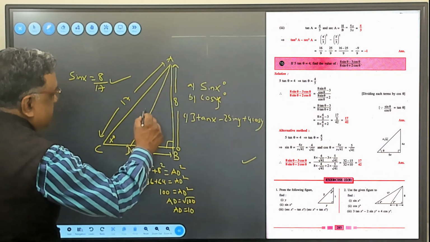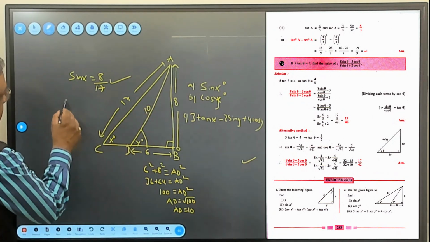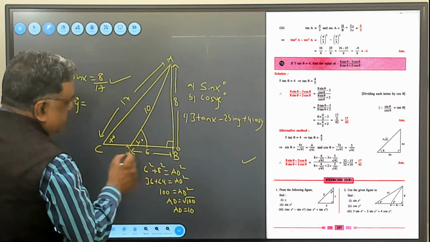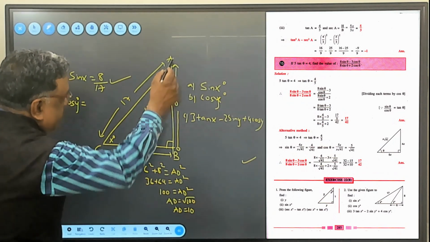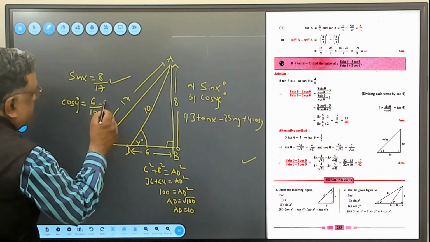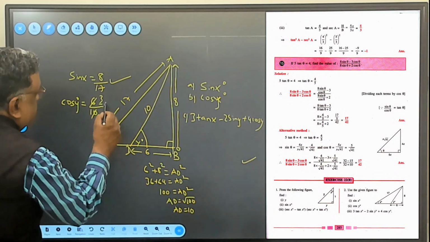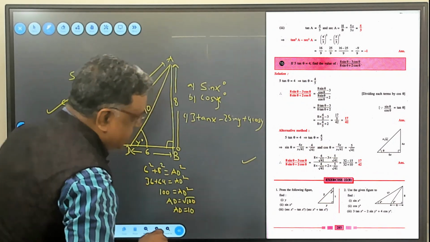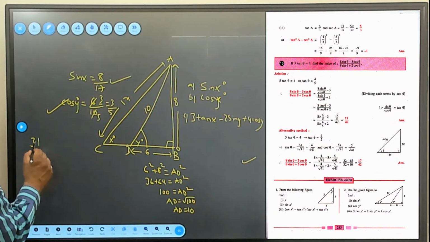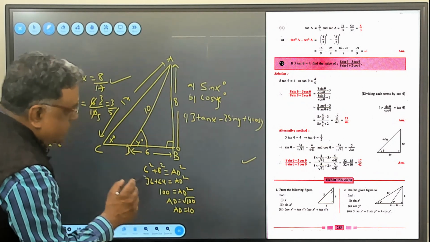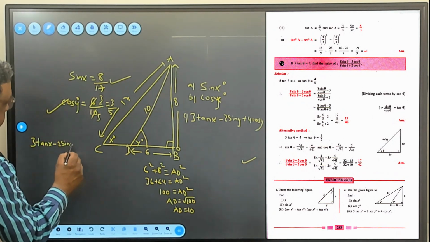So this is 10. Now I can find out cos y, is adjacent, which is BD, upon hypotenuse, which is AD. That is 6 upon 10, which we can cancel out 3 and 5. So 3 upon 5. So this also we found out. Next is 3 tan x minus 2 sin y plus 4 cos y.